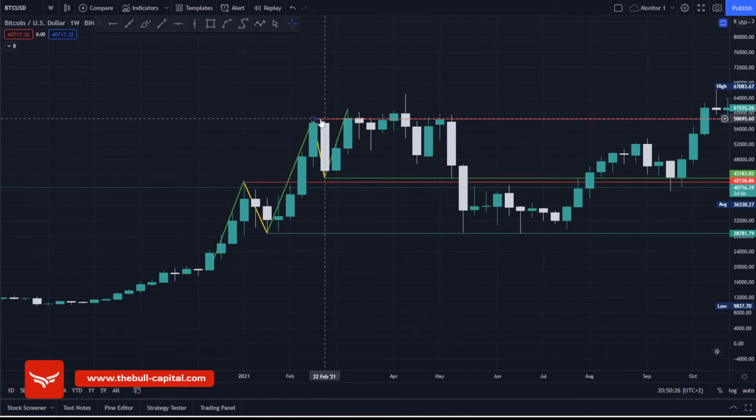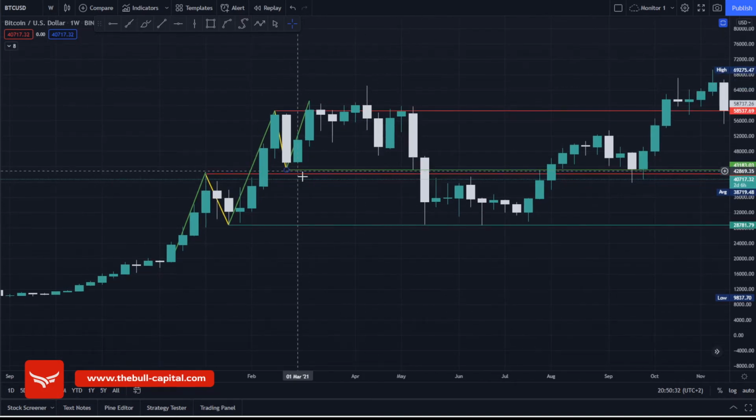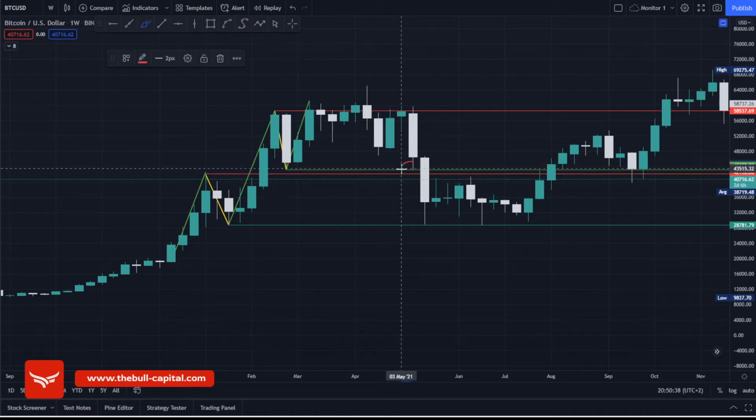Now you see how this level holds the price from going higher. And also we see how perfectly it touches this support line.